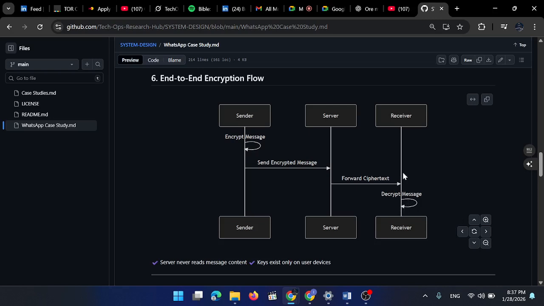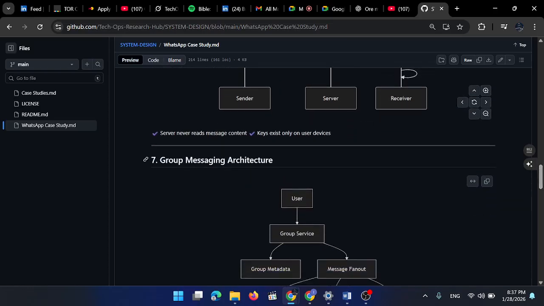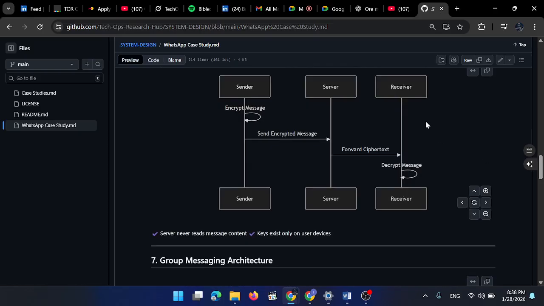So there are different processes that, as you can see, are very clear in explaining how encryption works from end to end. Apart from that, you realize that the server needs to read the message content. That's what I'm talking about here. The server here gets to read the message content.